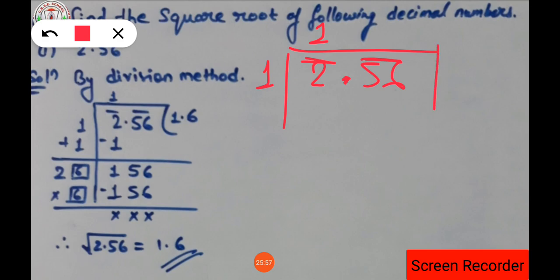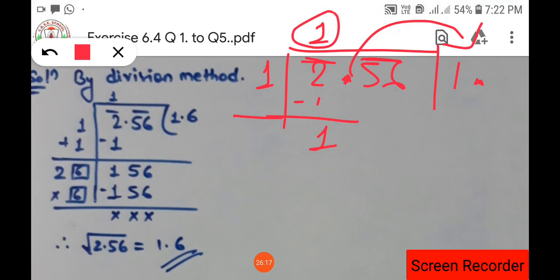Okay, so that 1 we will write here in the question. So 1 will be subtracted from 2. How much is left out? 1 will be left out. Now here is a decimal we are having, isn't it? This decimal will go in the quotient. Clear?